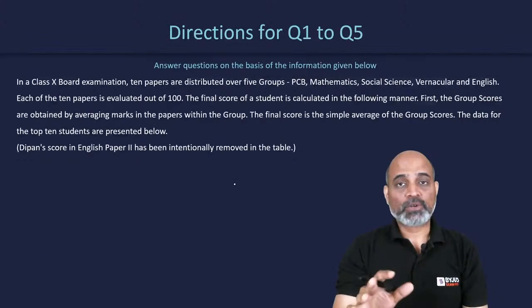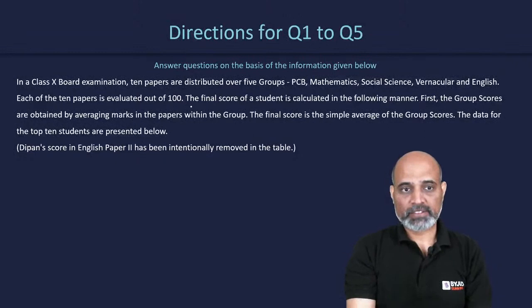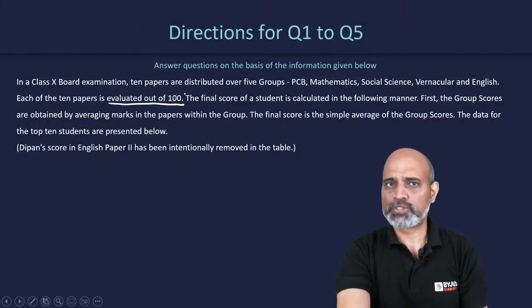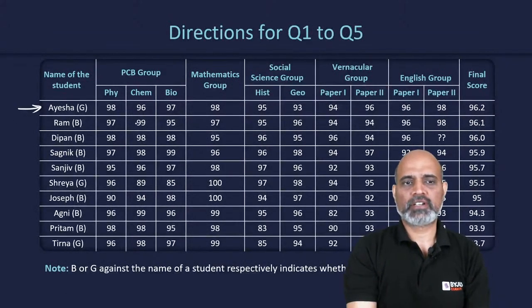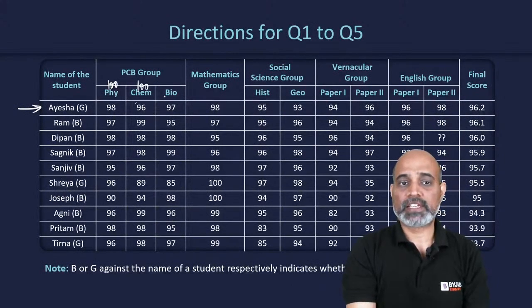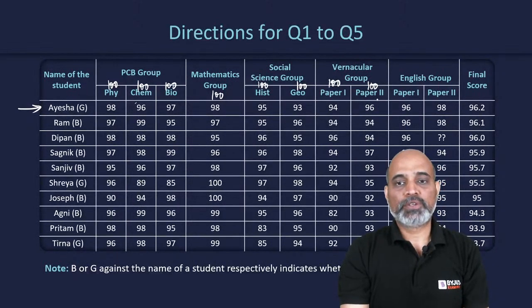So how do we calculate? There are two formulas basically here. It says each of the 10 papers is evaluated out of 100, first of all. So let's go to the table and look at one of the persons. Let's talk about Aisha. Aisha has got 98 out of 100, 96 in chemistry, 97 out of 100 in bio, mathematics 98 out of 100, history 95 out of 100, 93 out of 100, 94 out of 100 in paper 1 of the vernacular group, and paper 2 in the vernacular group 96 out of 100. In English, there are 2 papers, each of 100, right?